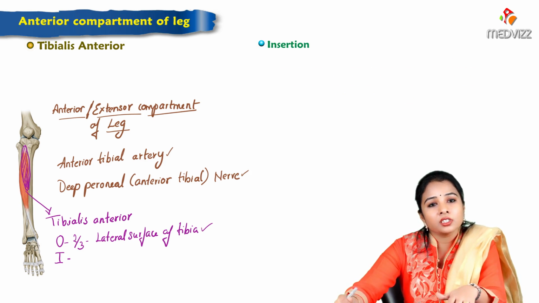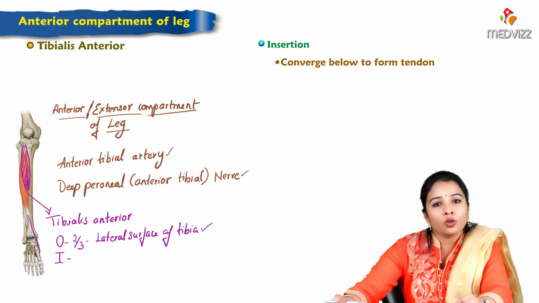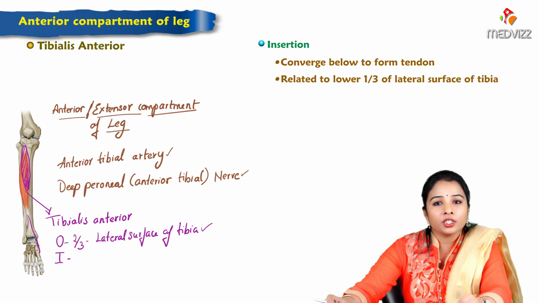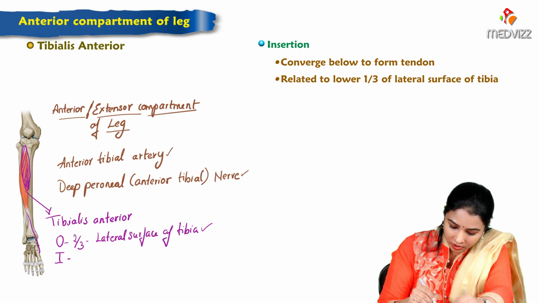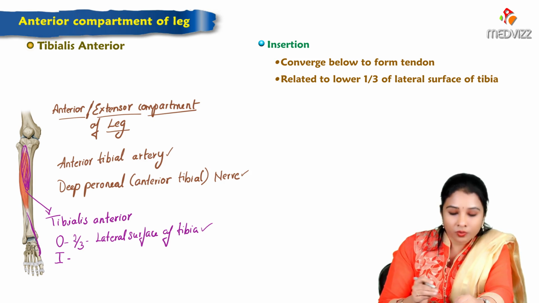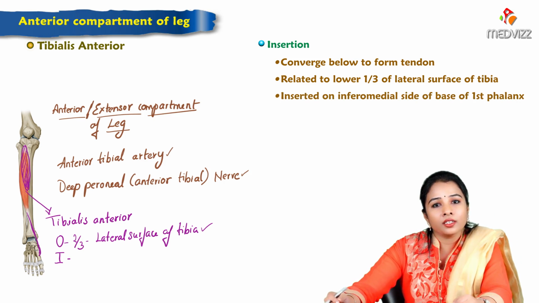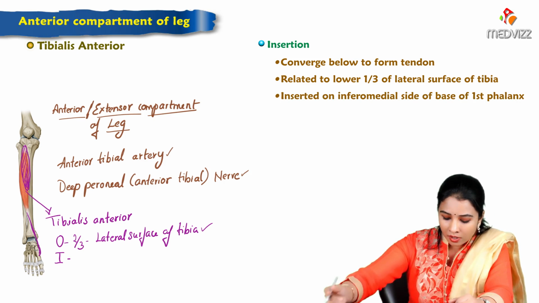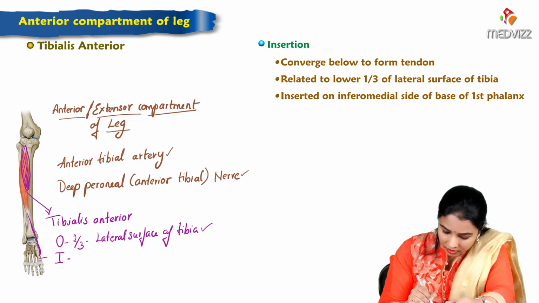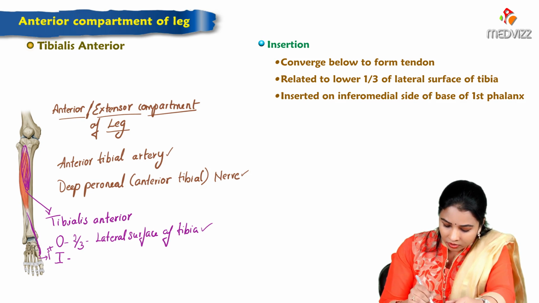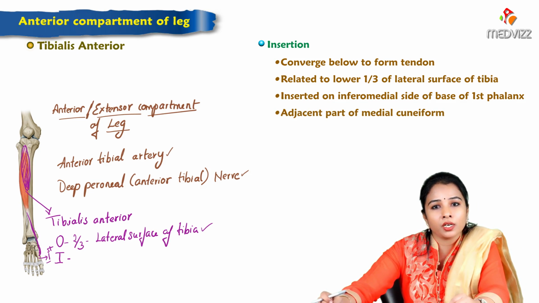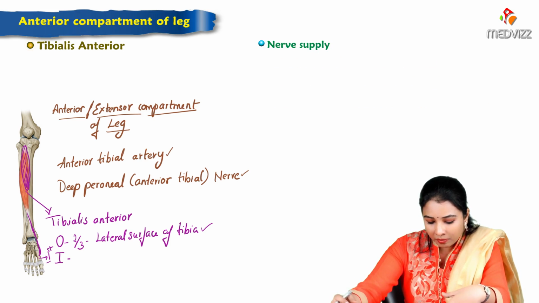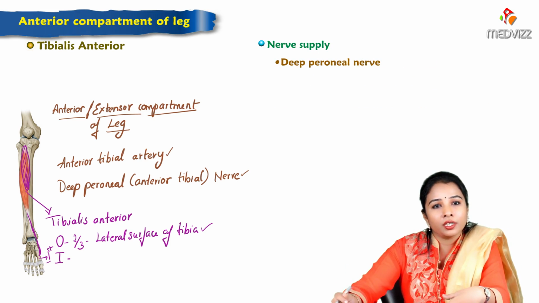Next, about the insertion: the muscle fibers converge below to form a tendon which is related to the lower 1/3 of the lateral surface of the tibia. We can see it crosses this and goes towards the medial side and is inserted to the inferomedial margin of the base of the first metatarsal. So it goes to the base of the first metatarsal and also the adjacent part of the medial cuneiform bone. And the nerve supply, we know this compartment is supplied by the deep peroneal nerve.